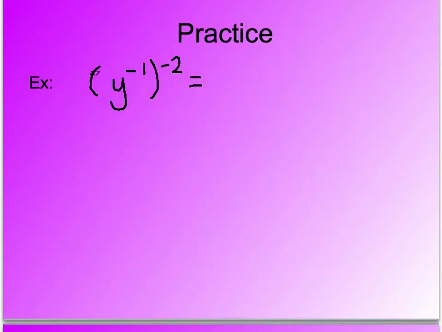So from that example, we have y to the negative 1 raised to the negative 2. Since I have a power to a power, I can apply that rule that says I can multiply. So this is really y to the negative 1 times negative 2, and that would give me y to the positive 2.